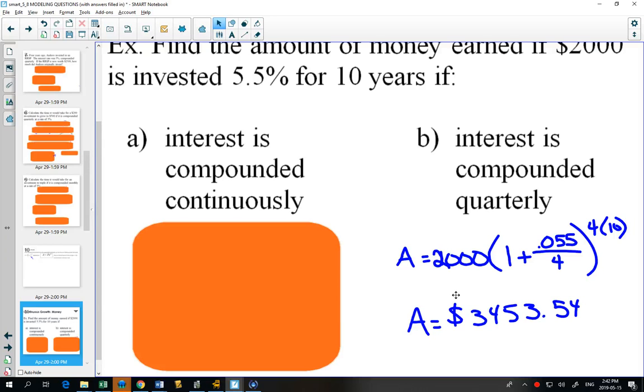Now, if it's compounded continuously, that means you're making interest on interest all the time. Compounded quarterly means that you only get paid interest 4 times a year, and you only have an opportunity to make interest on that interest after that time. So over 10 years, this number is going to be bigger. How much bigger do you feel it's going to be?